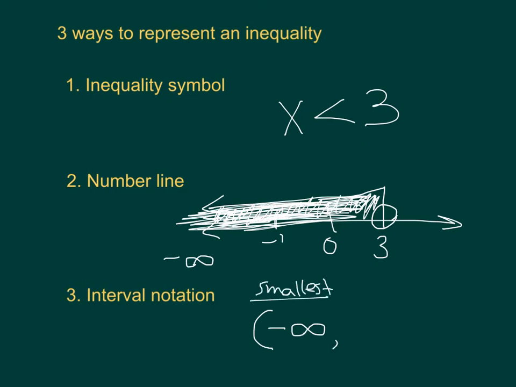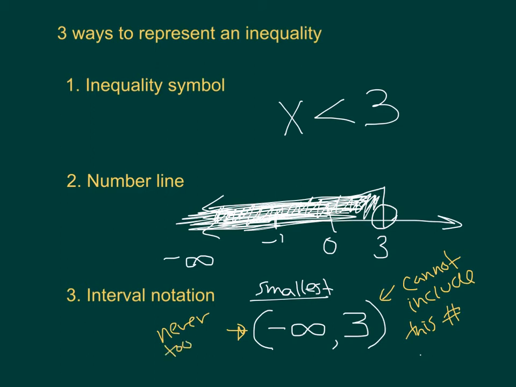And then comma, and the biggest it could be is 3, except it can't be 3, and therefore I use parentheses. Parentheses means you cannot include this number. Infinity also gets a parentheses because you could never touch infinity. Infinity is a concept, so you use parentheses for that. All right, let's do a few more examples here.